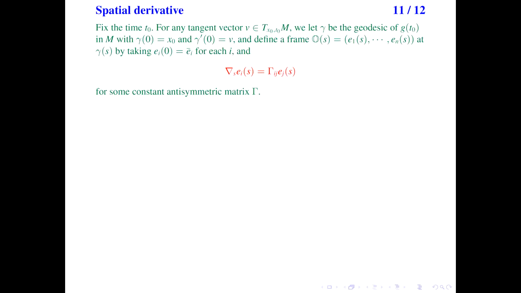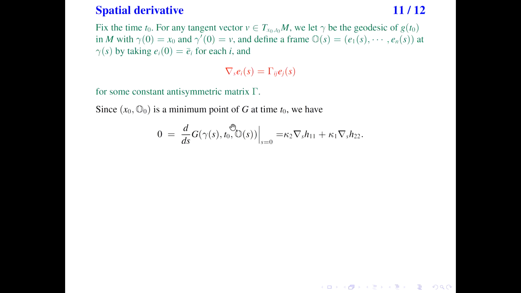Along the geodesic, we can define a frame O(s) depending on the parameter s, which is given by the directions e_1(s) to e_n(s), which is also orthonormal because we define this using this equation. Here the matrix gamma_ij is a constant antisymmetric matrix. From this definition, we can easily check that the frame O(s) remains orthonormal along the geodesic gamma(s).